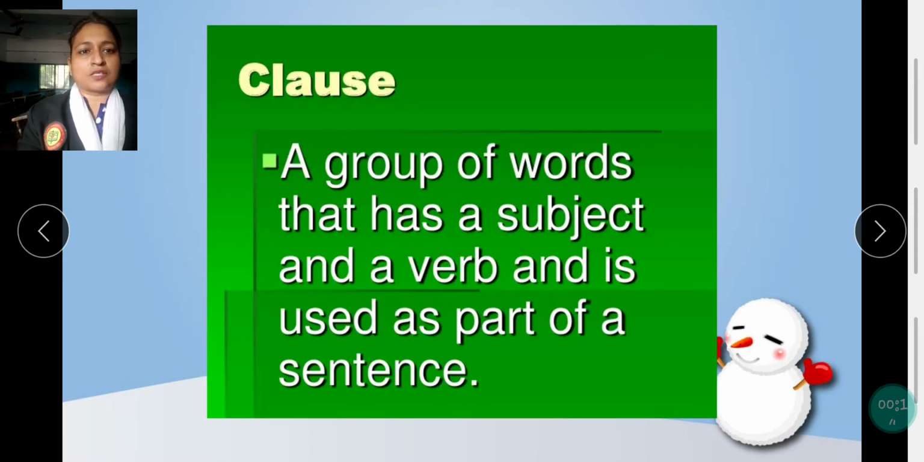What is a clause? A group of words that has a subject and a verb and is used as part of a sentence, then we call it a clause. You might be getting confused between a clause and a phrase. Both are groups of words. But in a clause you will have a subject and a verb. That's how we can differentiate between a clause and a phrase.